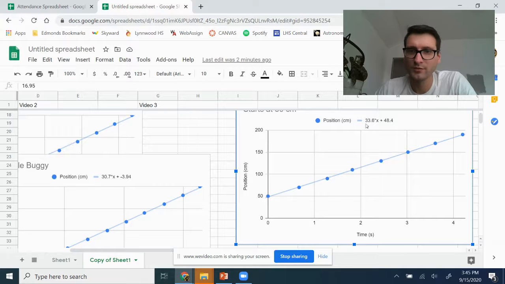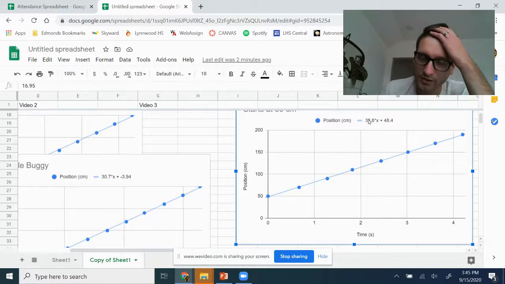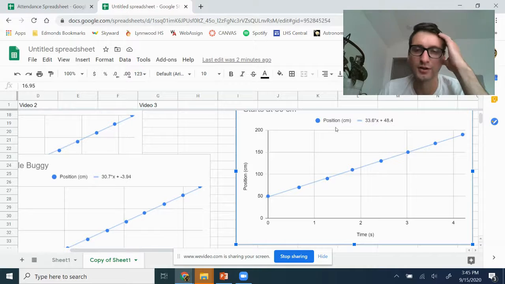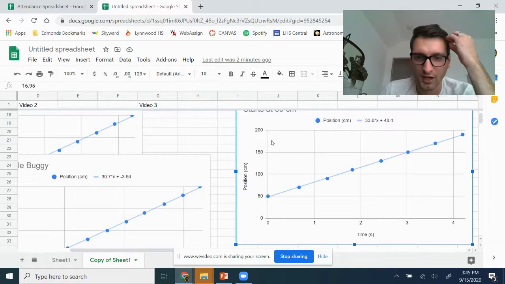Just a friendly reminder that when you're writing your data down, or when you're writing your equation, it should read like x is equal to 33.6 t plus 48.4. Like that's what that should look like. You do not need to redo the data, but I wanted you to be able to see what it's supposed to look like.